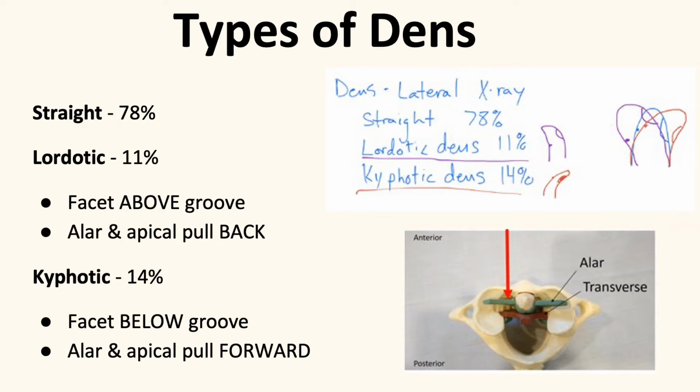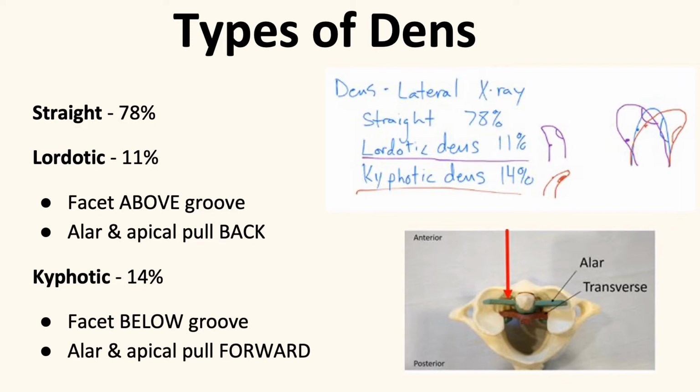So in a lordotic dens, so think of a lordotic curve, like the curve of your cervical spine. Your facet for fovea dentis is going to be pulled above the groove for the transverse atlantal ligament. So if your hand is the dens, put your hand in front of your face and fold your fingers back towards your face. That's going to be your lordotic dens. So think about where that facet lies in relation to the groove for the transverse atlantal ligament.